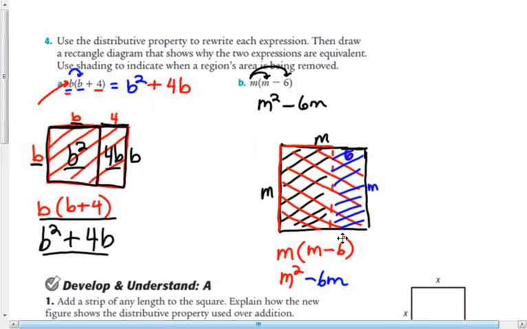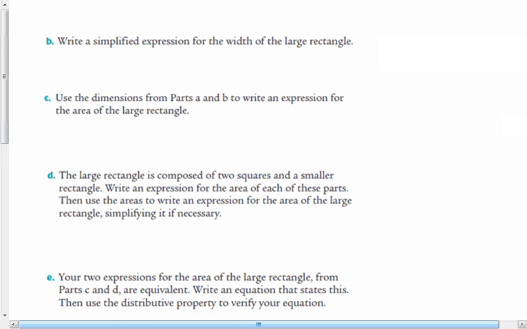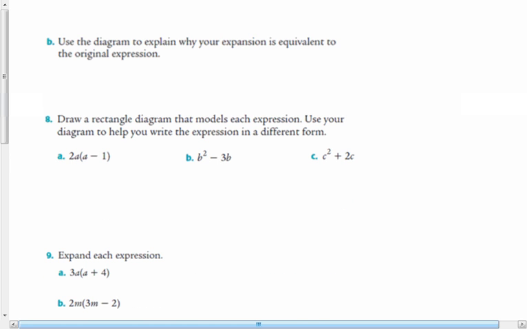Let's go ahead and do a couple more examples here. Skip to page 6, and it says draw a rectangle diagram that models each expression. Use your diagram to help you write the expression in a different form.